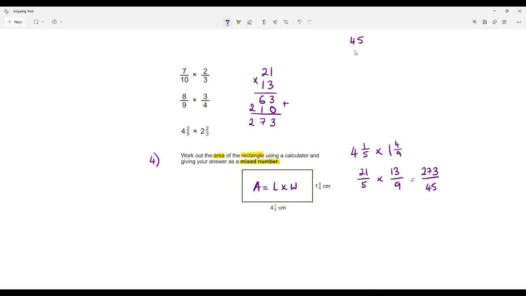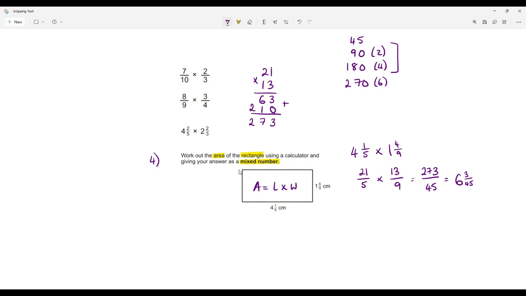Now I know 1 times 45 is 45 and 2 times 45 is 90. Now if I double this, I'll get 4 times 45, which is 180. And if I add these two together, I'll get the equivalent of 6 times 45, which is 270. And that's really close to the 273 that I'm dealing with over here. So 45 goes into 273 6 whole times, with 3 left over 45.